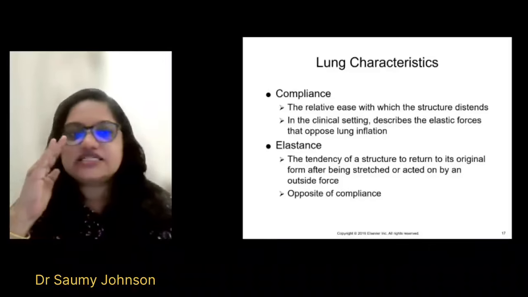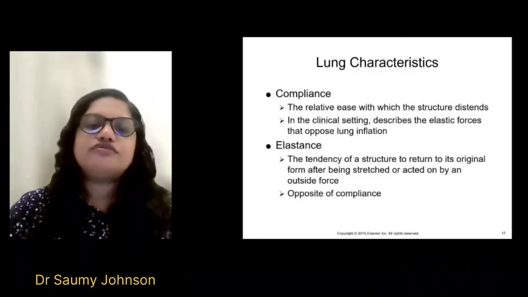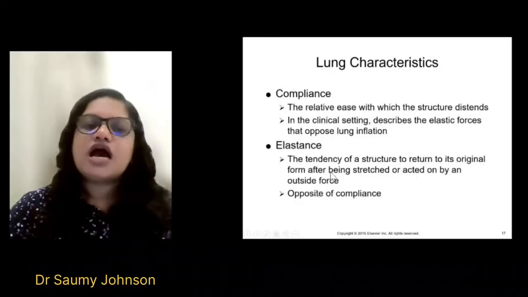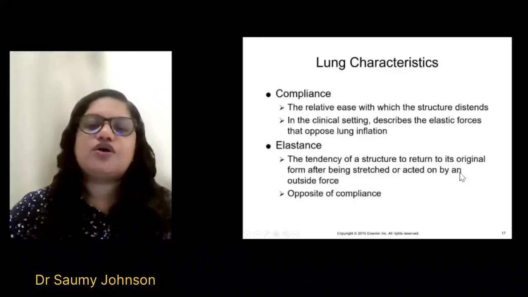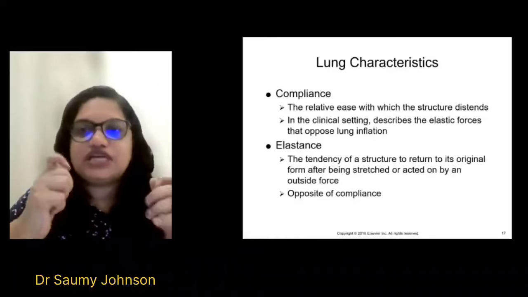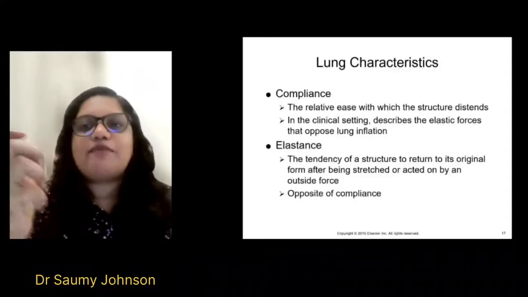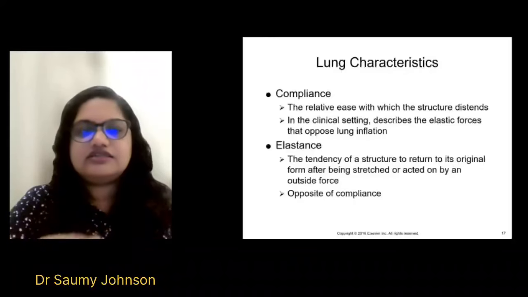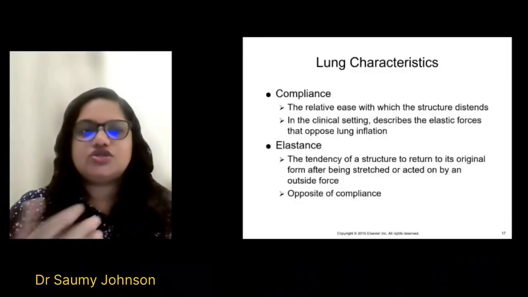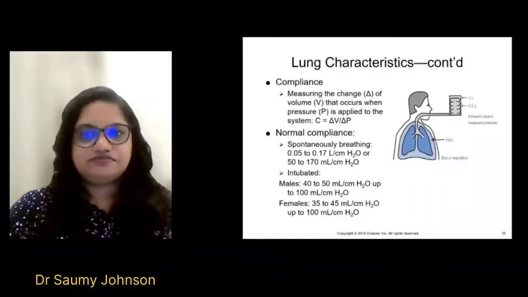Now, what is elastance? It is opposite to compliance. The tendency of the structure to return to its original form after being stretched or acted on by an outside force. We all know about the elastic bands that we use in our clothes. When you stretch it and then leave it, what happens to the elastic thread? It will come back to the normal position. So that is elastance. So that is opposite to the compliance.